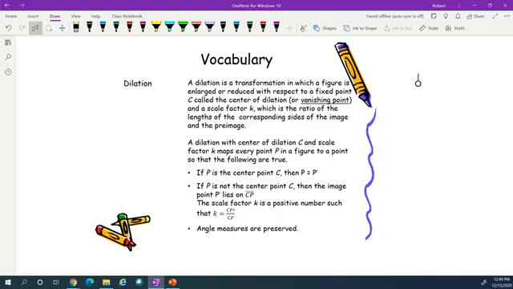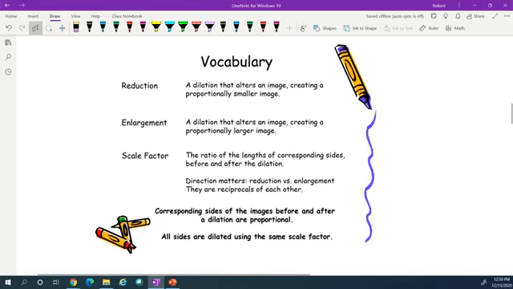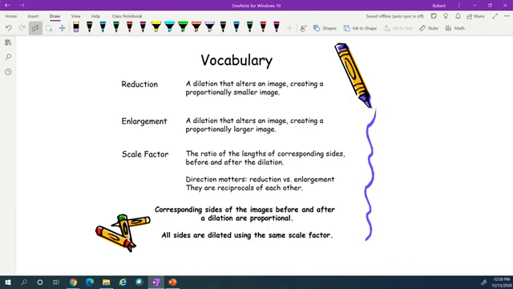That is the definition. We're not changing the shape. All the angles stay the same. We're just creating an image that is bigger or smaller. And for our purposes here, farther away or closer to the origin of the coordinate plane. So some basic terminology, we have a reduction of getting smaller and an enlargement getting bigger.